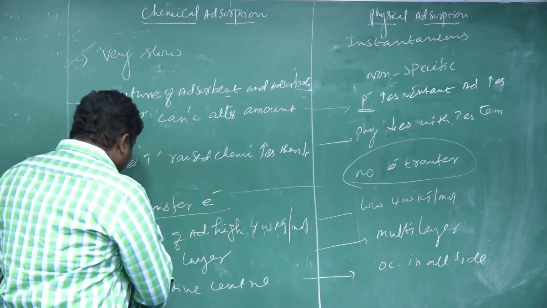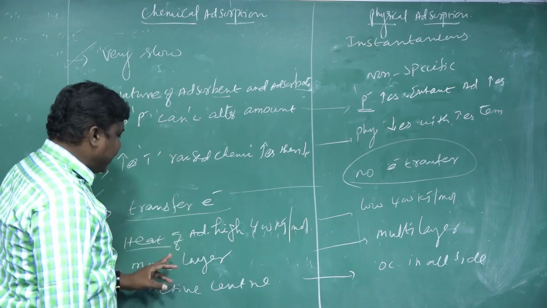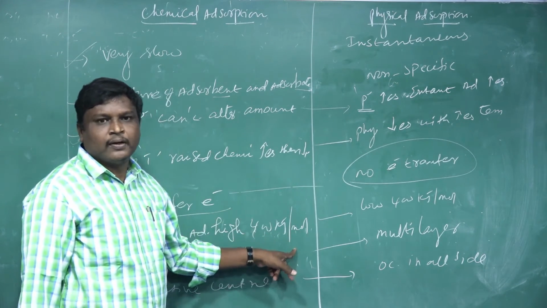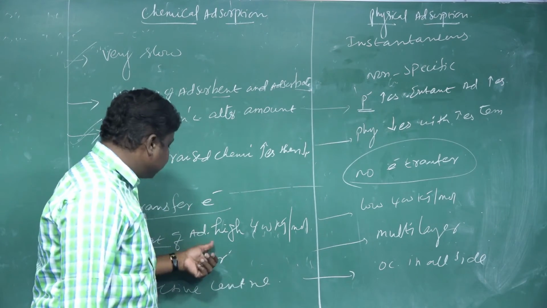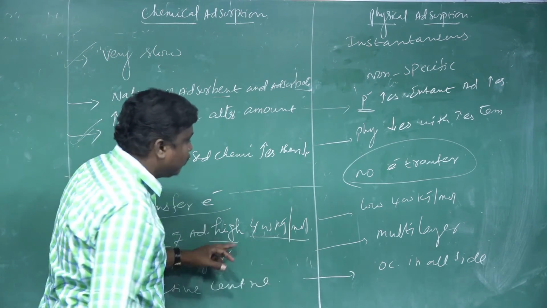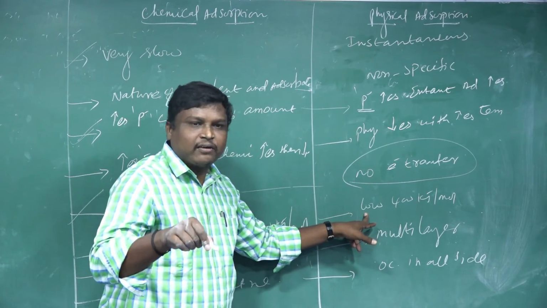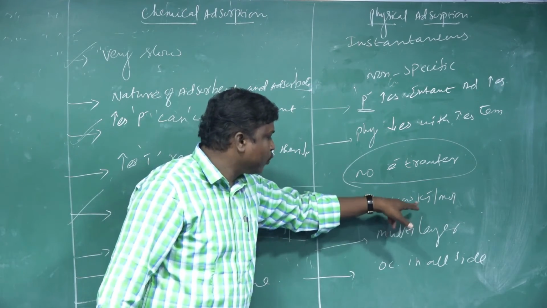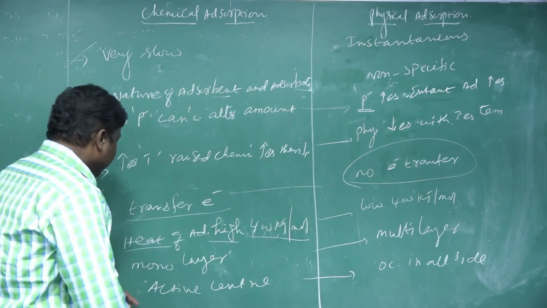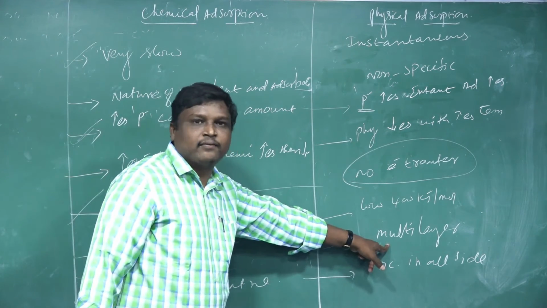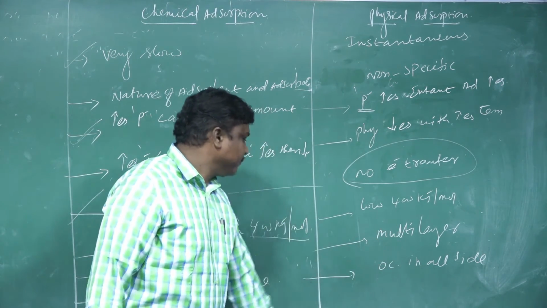Next, chemisorption. Heat of adsorption is high, around 400 kilojoule per mole. Physisorption has a low heat of adsorption, below 400 kilojoule per mole. Chemisorption forms only a single layer, a monolayer. Physisorption is multi-layer.